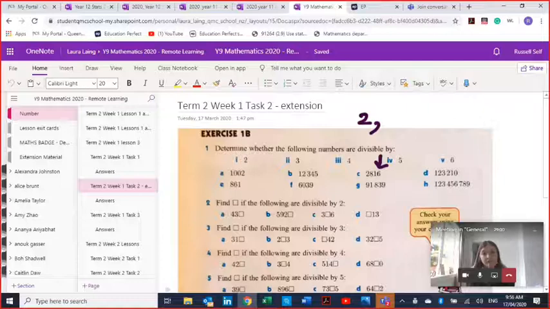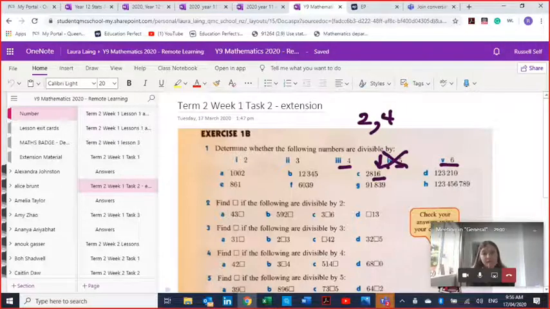Then we want to try 4. The last two digits are 16. Is 16 divisible by 4? Yes. So is that number. Then we want to try 5. Is the number divisible by 5? It ends in 5 or 0. Does it end in 5 or 0? No. So not 5.